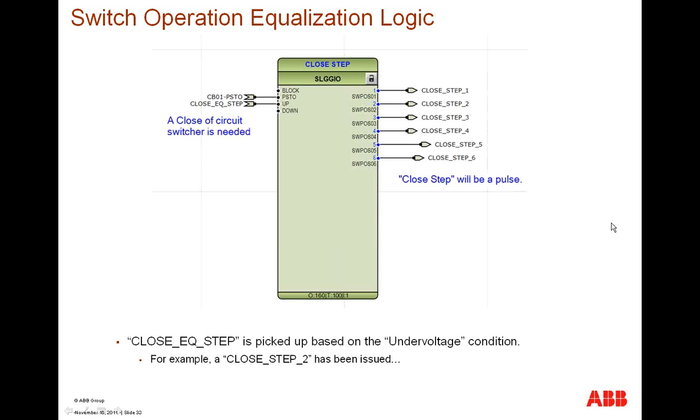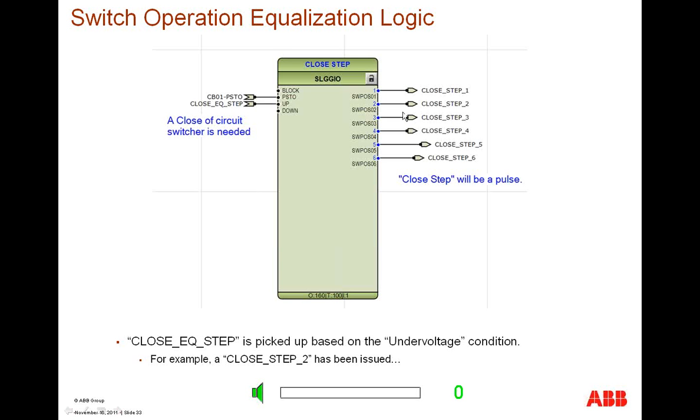So how we do it in the relay. Here is our switch equalization logic. This SLGGIO drives 6 outputs. These 6 outputs are associated to, for this instance, up to 6 capacitor banks, separate switches. Every time we ask the circuit switcher to close, this close equalization step is driven by the undervoltage condition, or 27, or 59, wideband or narrowband.